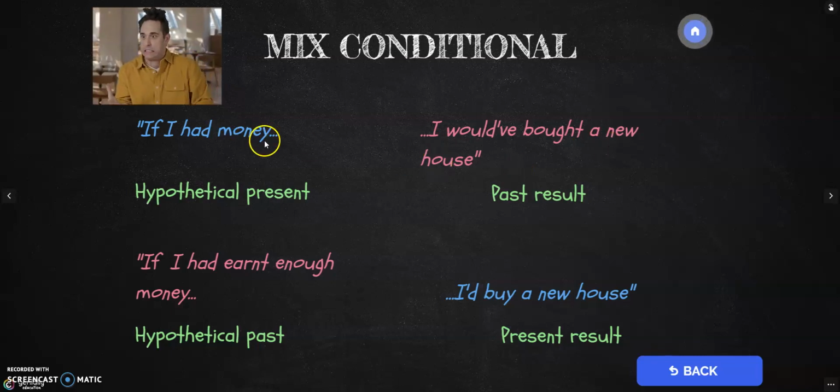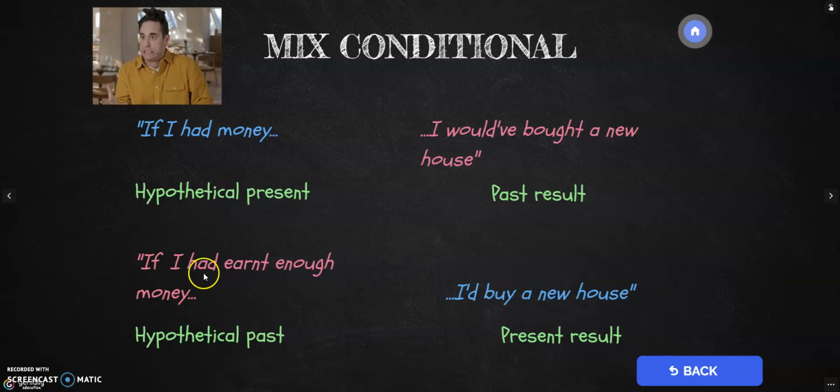Si tuviera dinero, me habría comprado una casa. ¿Vale? Esto es un condicional mixto. Alright? Estamos hablando de una situación hipotética en el presente, si tuviera dinero, y un resultado en el pasado. Me habría comprado una casa. ¿Lo veis?